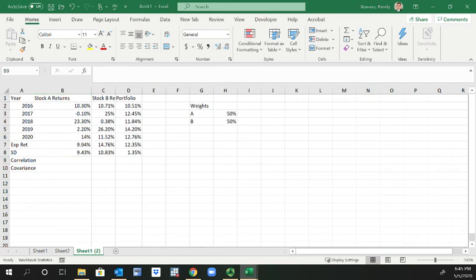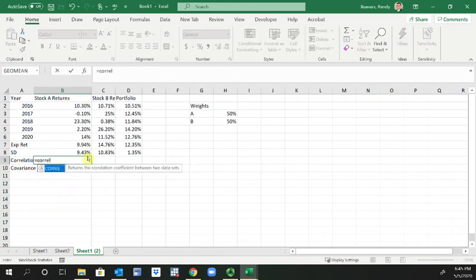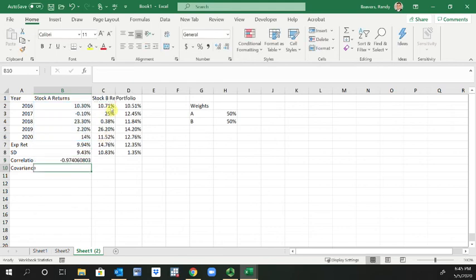So correlation in Excel, we'll use the CORREL function. This is looking at how the two data sets move together. So we'll highlight the A data and the B data. And you see we get negative 97.41%. Okay, so they kind of move opposite of each other, almost complete opposite.